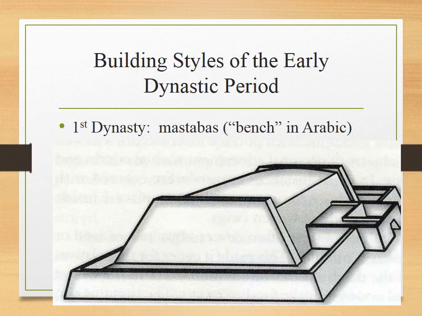I do want to look at the evolution of the pyramid building. The first stage of this we've already looked at. These are the pit graves. The next style of building corresponding to burials is something called a mastaba. And as I put here, mastaba means bench in Arabic because from far away it looks like a bench that you would actually sit on.